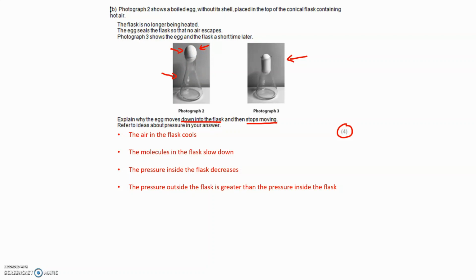So the pressure outside the flask is greater than the pressure inside the flask. What that then means is that there will be a resultant force which pushes the egg into the flask. So we've got a resultant force which pushes the egg into the flask, and so the egg gets pushed down, as you can see in photograph 3. Now that's explained why the egg gets pushed down, but why does it stop moving?